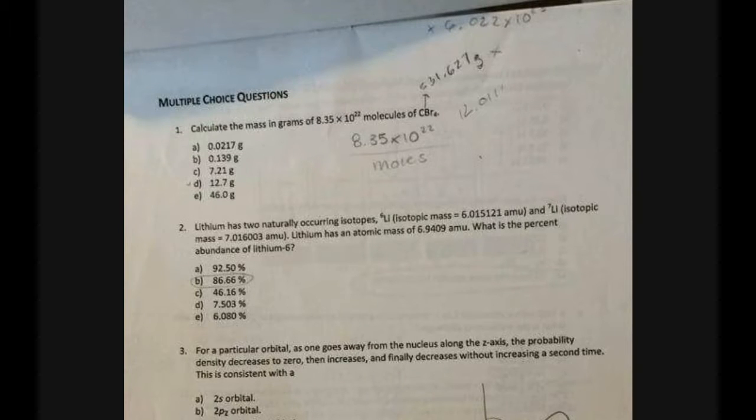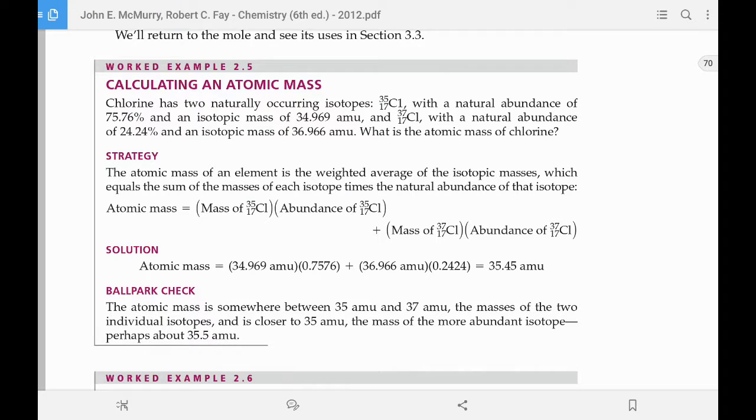Okay guys, let's do the second question right now. So here we go. Your textbook gives an example of chlorine, but this is a different type of question. This is asking you the atomic mass in the end, given the relative abundances. So pause the video, read this question, and see how it's done. And know that we're going to have to convert the percentages to their fractions.